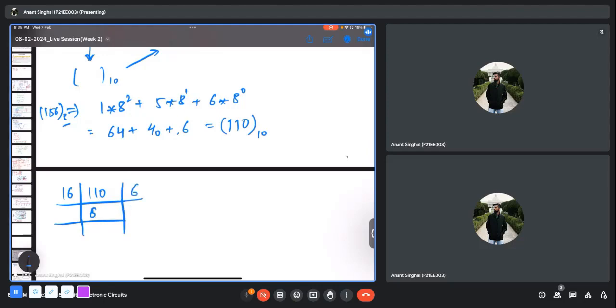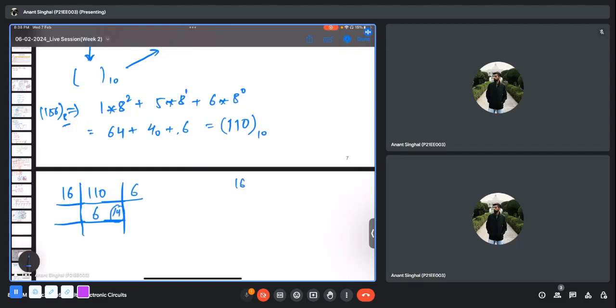So I can write 6 here, and the remainder I should write here. So the remainder that is left is 14. So yeah, 14 is the remainder left.